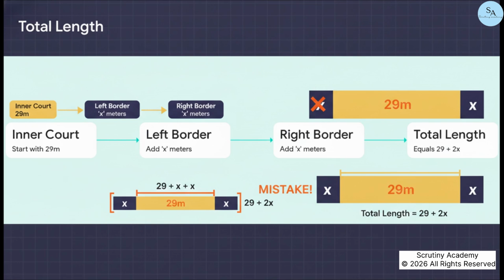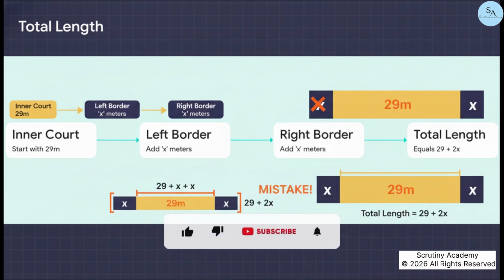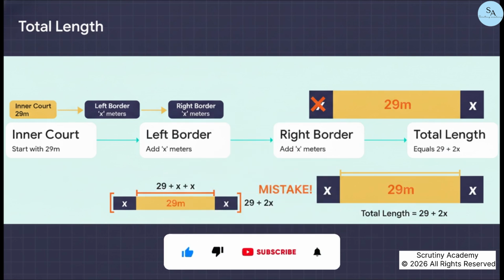Now, I want to pause here for a second, because this is absolutely crucial. In a rush, a student will often just write 29 plus x. They completely forget that a border surrounds the court on both sides of the length. That's a super common exam trap. But by checking your drawing, you can see clear as day why it has to be 2x.